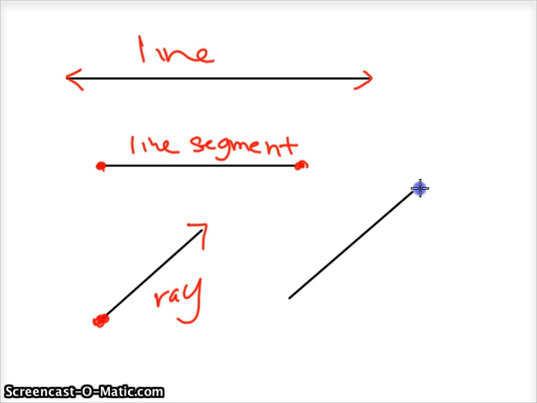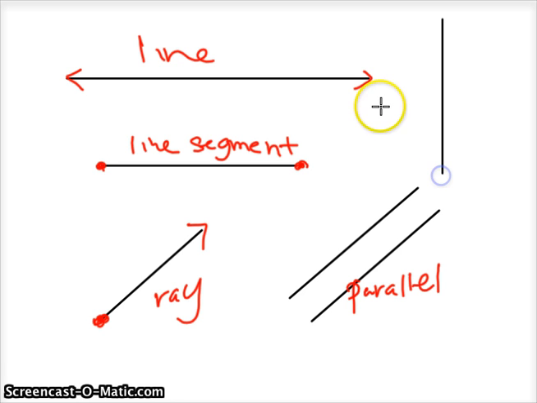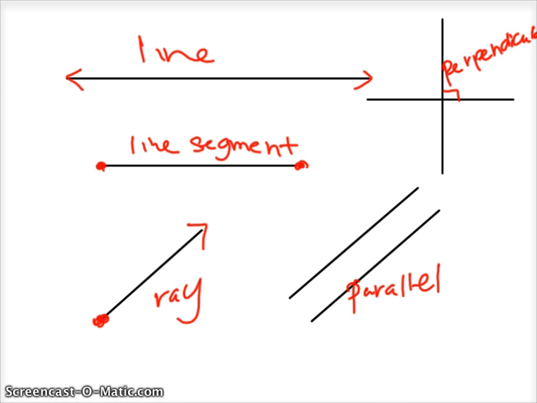And we talked about parallel lines. Remember, parallel lines are the same distance apart at every point. These are parallel. And perpendicular lines make a 90-degree angle. So these make a 90 degrees, so we would call these perpendicular.